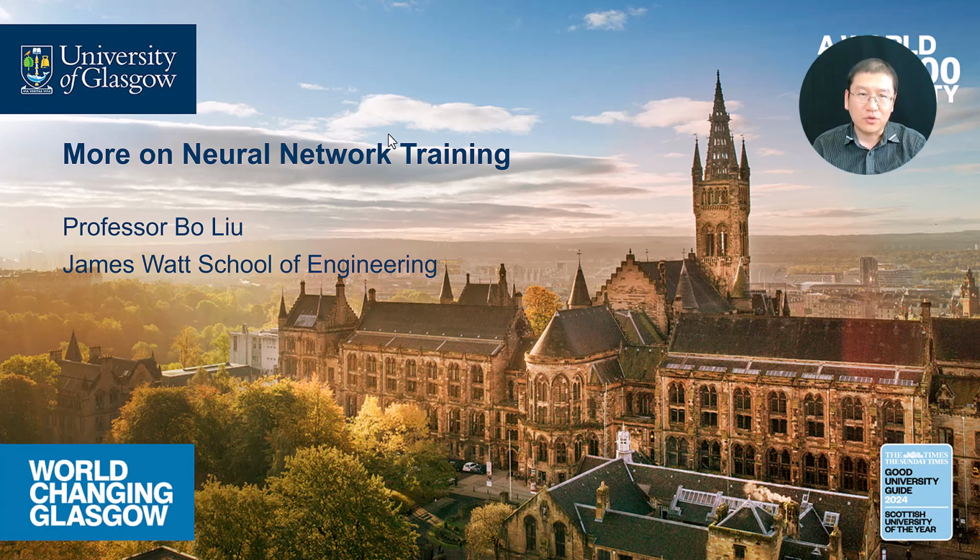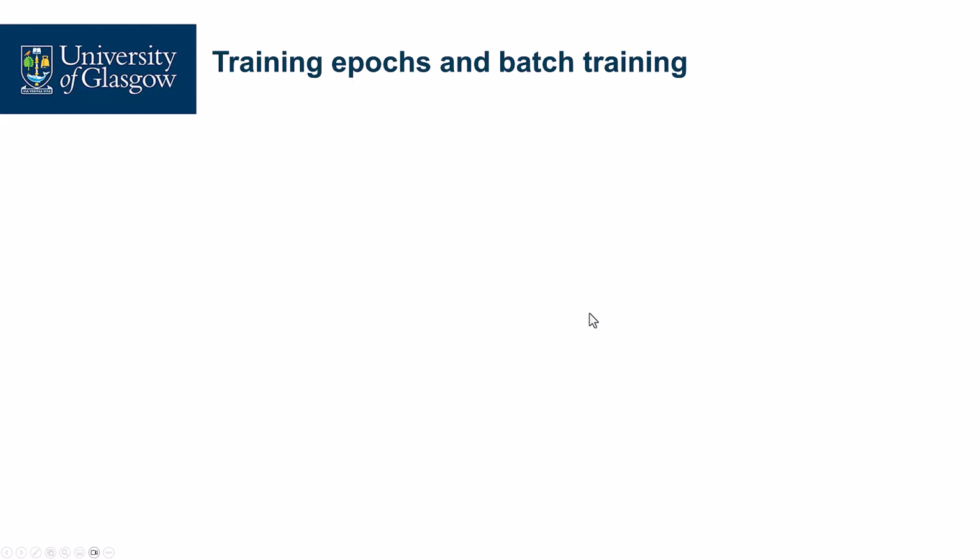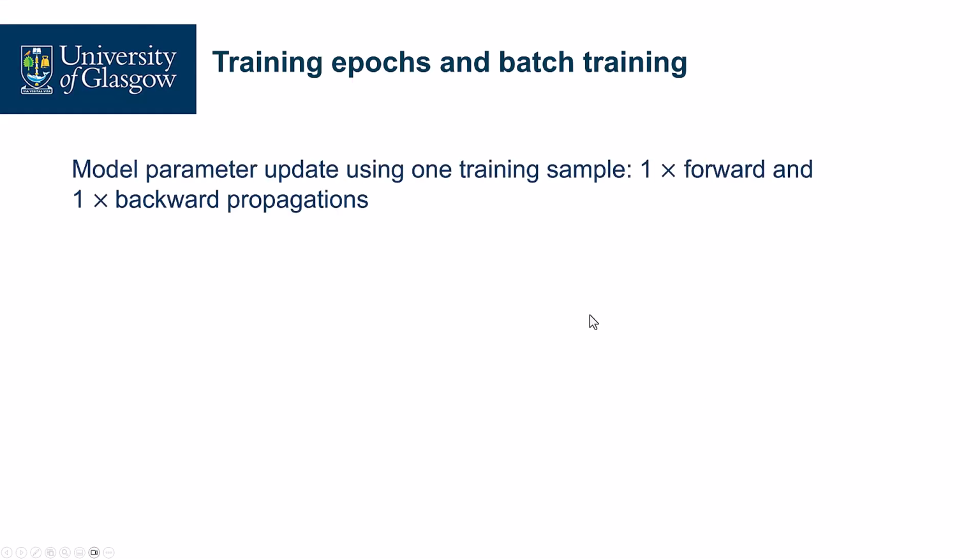So neural network training is an optimization process based on gradient descent. As we have seen in the past sessions, this is not a simple optimization problem. So in this session, we will go deeper into it in terms of the optimization quality and the optimization speed, or efficiency.